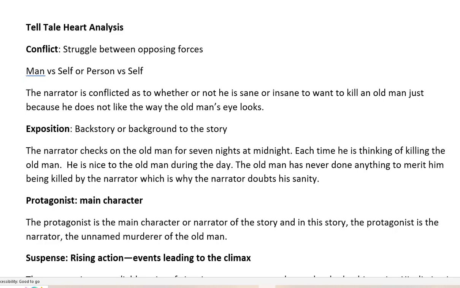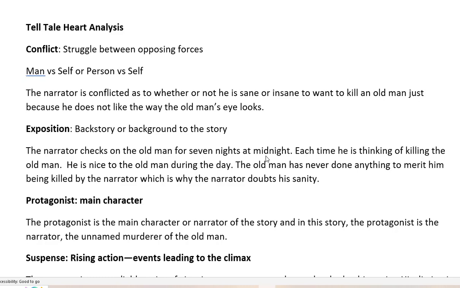Now, I read this story in high school, and I thought at the time it was so creepy. And so basically the exposition, in other words, what is this story about? Exposition is the backstory or background to the story. So here in The Tell-Tale Heart, the narrator checks on an old man for 7 nights at midnight.